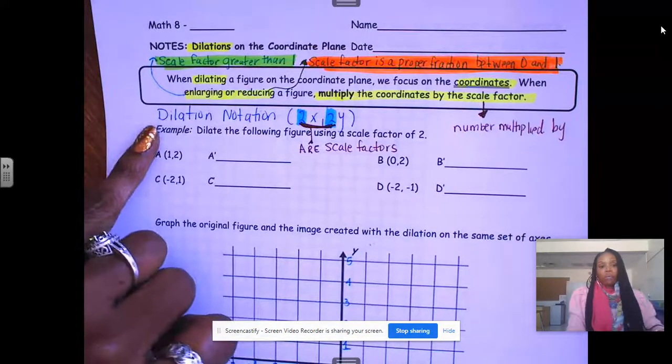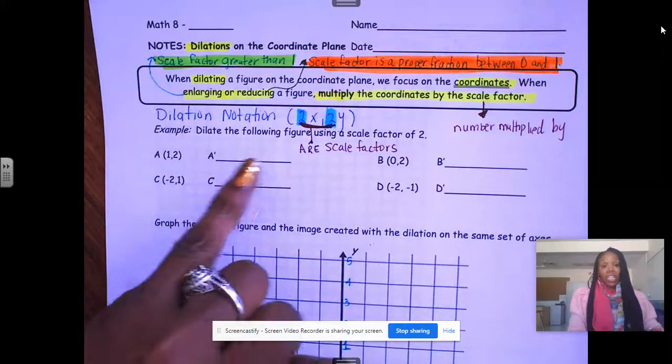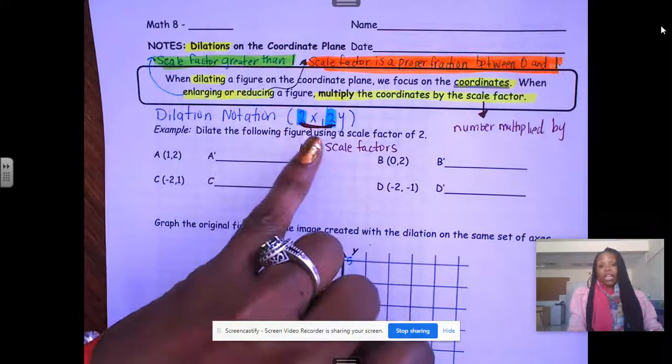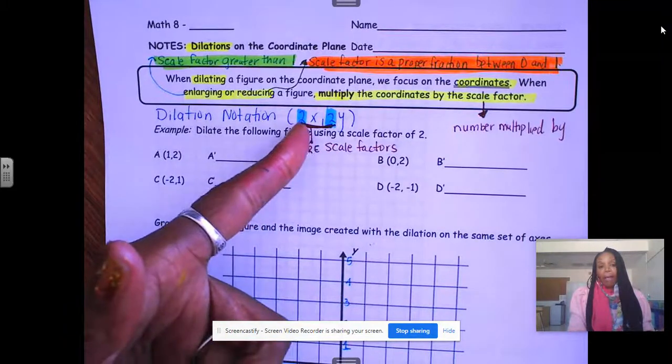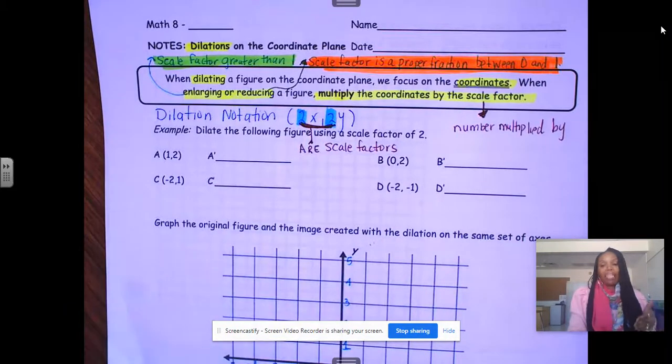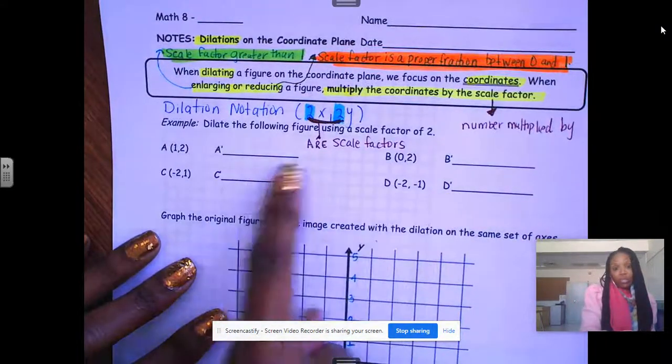So how you recognize dilations, the dilation notation, it is going to be a number in front of your x and y coordinates. So you'll be multiplying by the number in front, and of course you're multiplying every coordinate, x and y, by whatever your scale factor is. So this is the way you could denote this one.